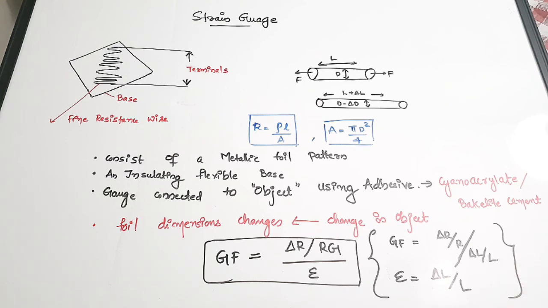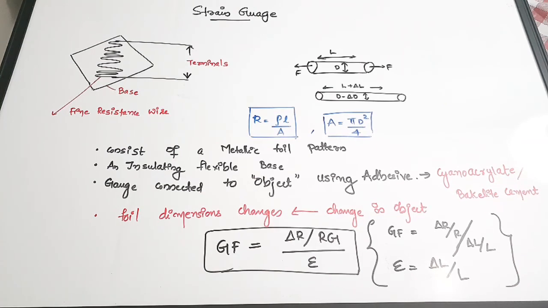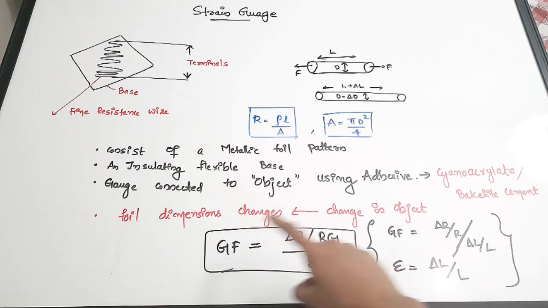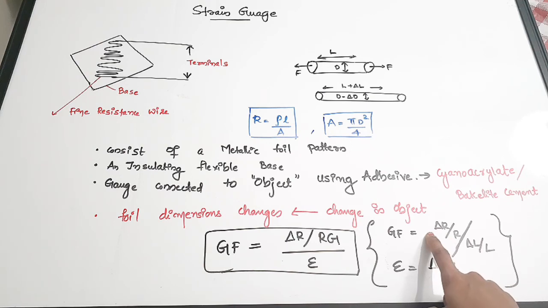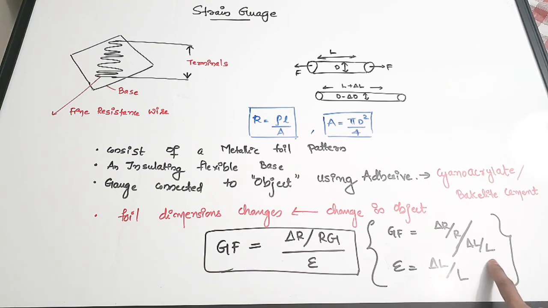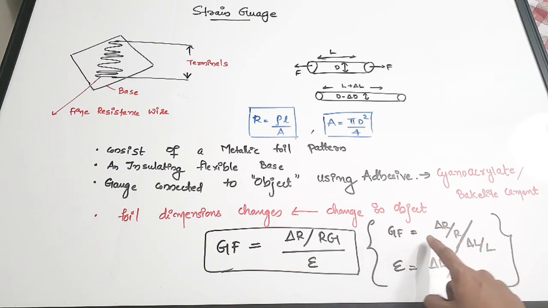Now, what is the equation connecting the change in resistance, the gauge factor, and epsilon? What is the gauge factor? Gauge factor is defined as GF = (delta R by R) to (delta L by L). Here, delta R is the change in resistance, R is the original resistance, delta L is the change in length, and L is the original length. This is GF, the gauge factor.